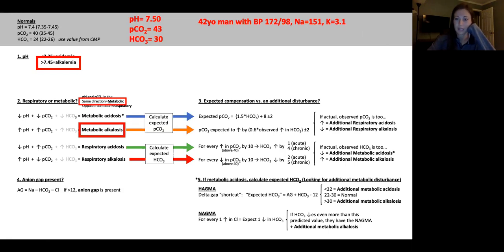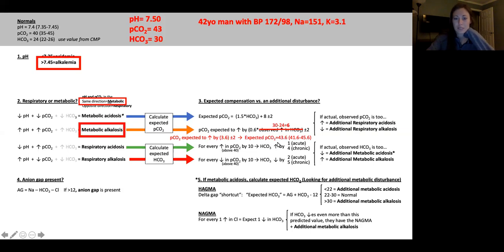So we're going to calculate the expected PCO2 in order to see if there's any further disturbances or not. In this example, the observed increase in bicarb is what we need to look at. Bicarb is normally 24, our bicarb is 30. So the observed increase in bicarb is 6. So you'll do 6 times 0.6, which is 3.6. So you would expect your PCO2 to increase by 3.6 with a range of plus or minus 2 on either side.